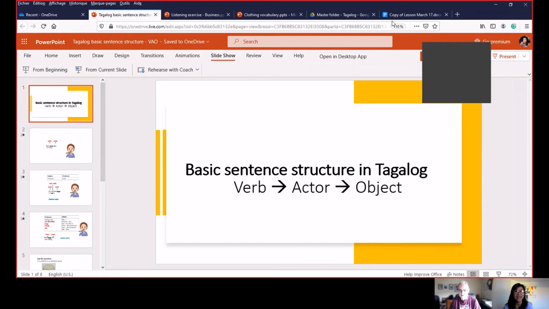Can you see what I have here? Yes. Okay, so we have the basic sentence structure in Tagalog. All right, so let's start.